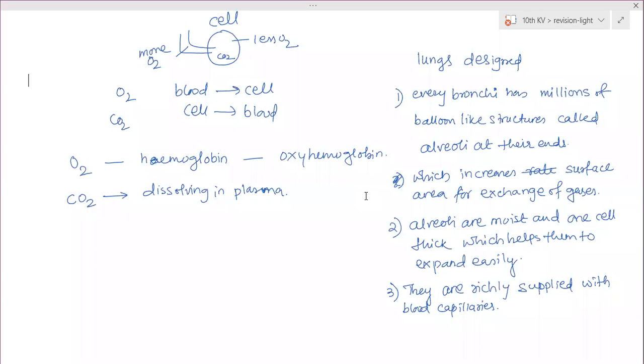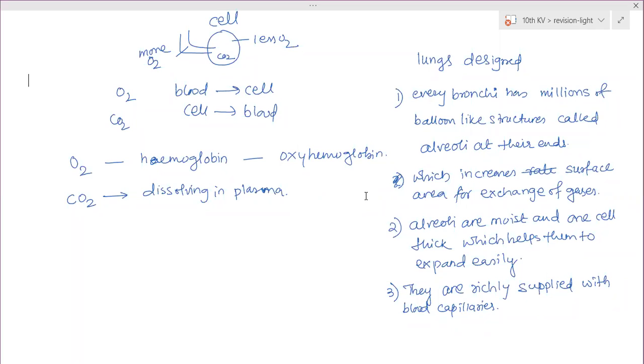Over the trachea, there is one aperture which prevents food from moving into the windpipe. What is that part? Epiglottis. Glottis is the space, and the leaf-like aperture present over the trachea inside it is called the epiglottis. Okay, then these are the things about the lungs.